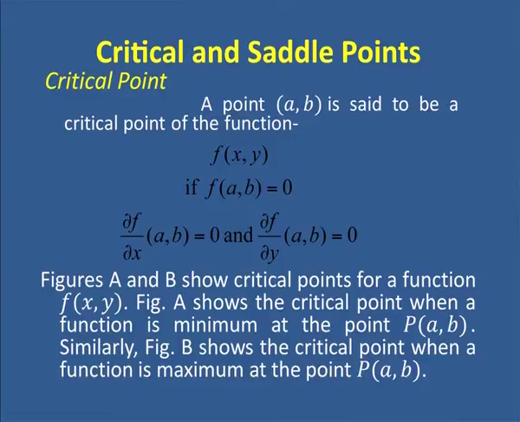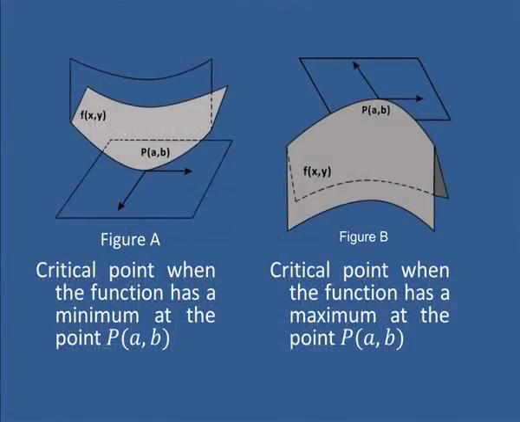Figures a and b in the next slide show the critical point for the function f(x, y). Figure a shows the critical point when the function attains a minimum at the point (a, b). Similarly, figure b shows the critical point when the function is maximum at the point (a, b). In figure a, the critical point when the function has a minimum at the point, and figure b, the critical point when the function has a maximum at the point (a, b), as shown.